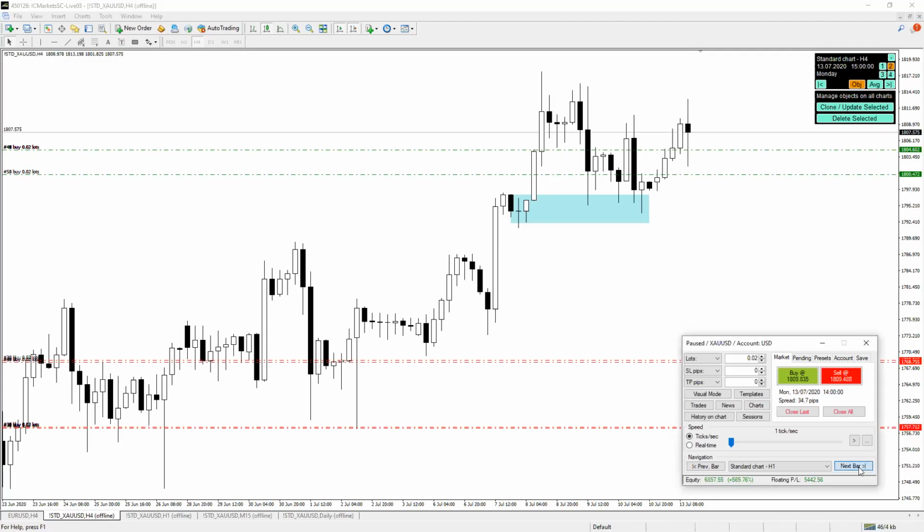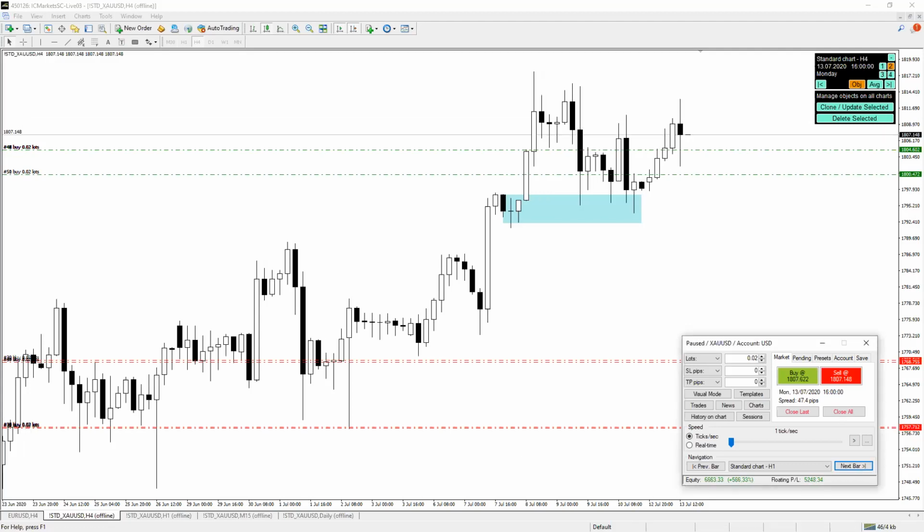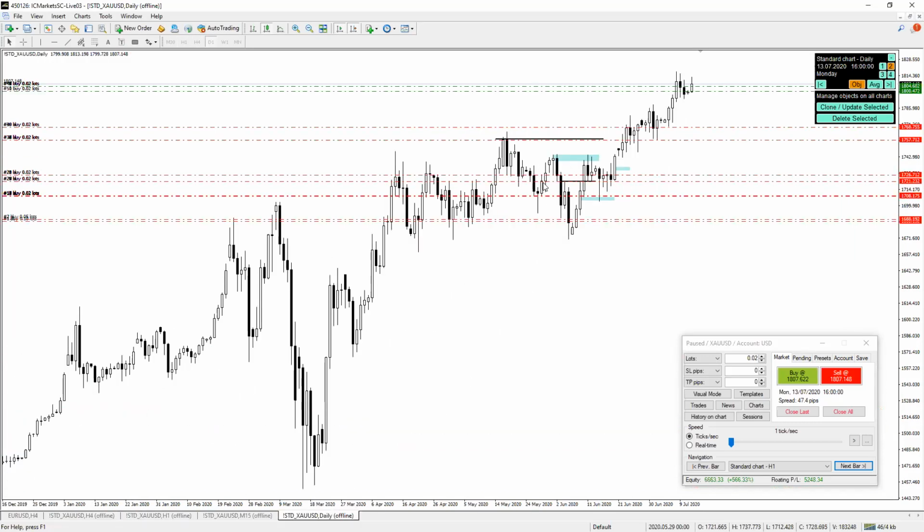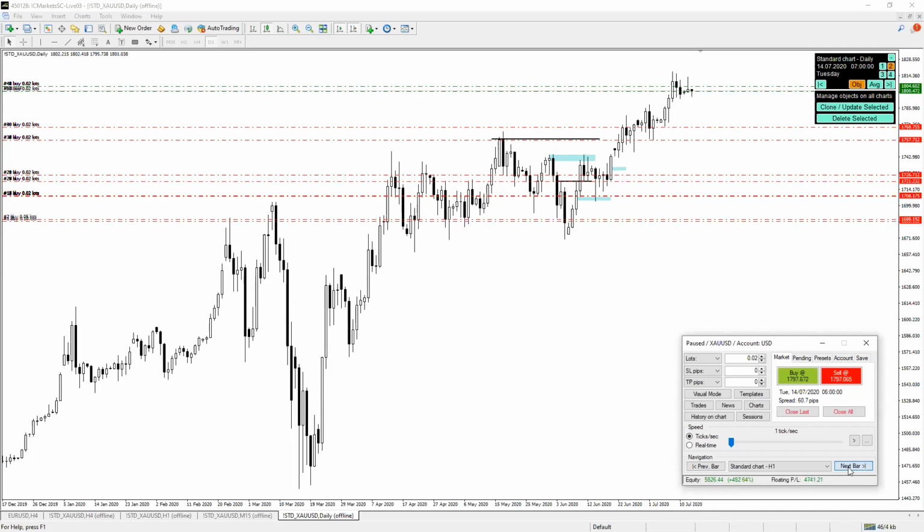See how price pushed. Yeah, price is now going to be pushing up definitely. Let's look at the 4 hour. What is the daily telling us? The daily is telling us that price is bullish. So we're seeing some interesting formations in the daily.